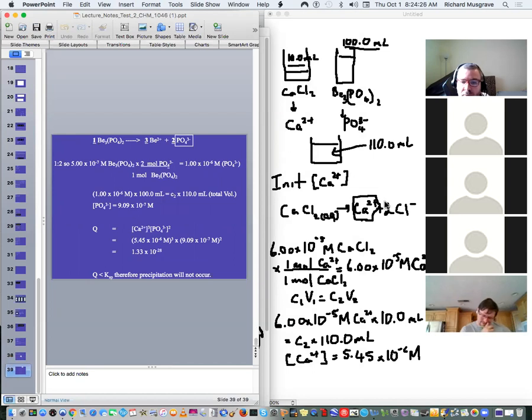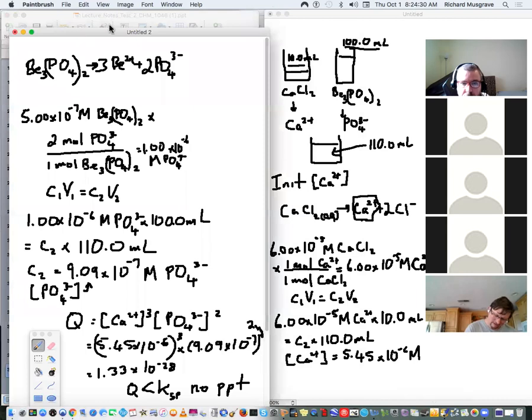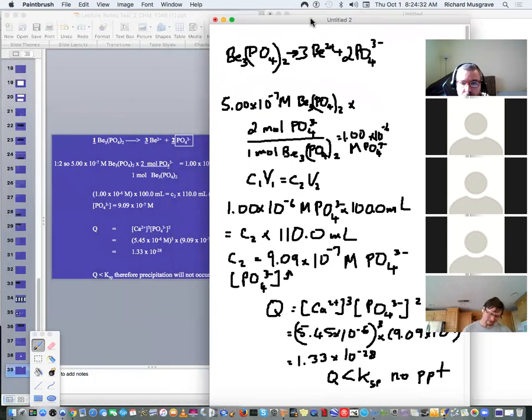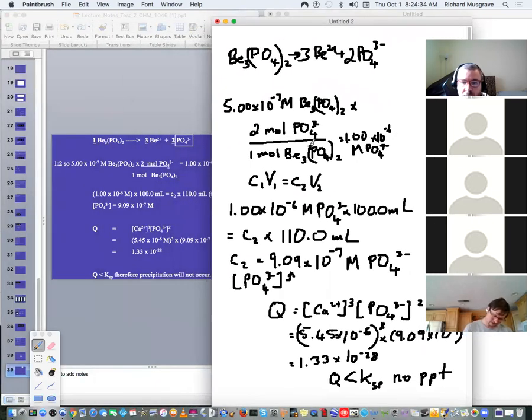We repeat the process with the beryllium phosphate. Knowing now that the phosphate is going to be double the beryllium phosphate concentration because we get 2 phosphates for every 1 beryllium phosphate that we break apart. And then we need to again take that concentration and account for the dilution by using the dilution formula. And that allows us to get a phosphate concentration.